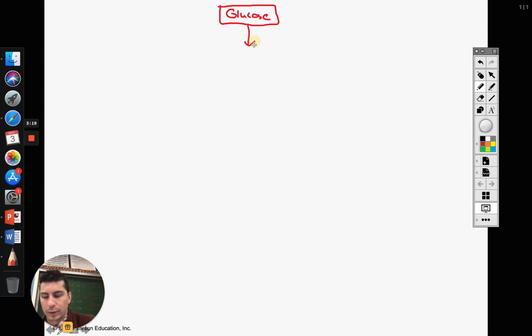Okay, so we're going to start off with glucose, and what we are going to do first is on our glucose, we are going to attach a phosphate to it. So I'm going to draw a little circle here, and we're going to put our phosphate inside of that.